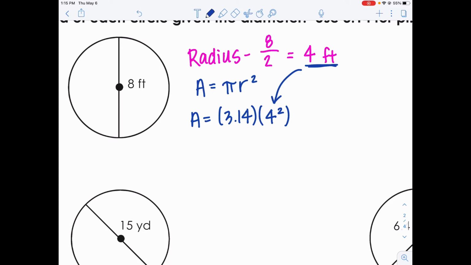Putting that in your calculator, 3.14 times 4 squared means that the area of this circle is 50.24, and it needs a label, feet squared.